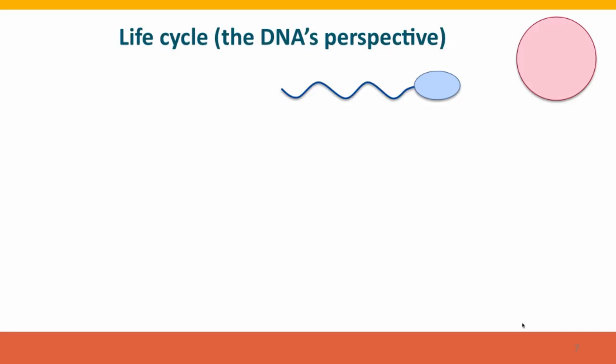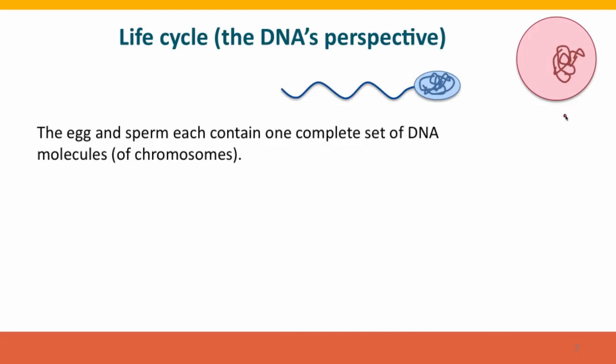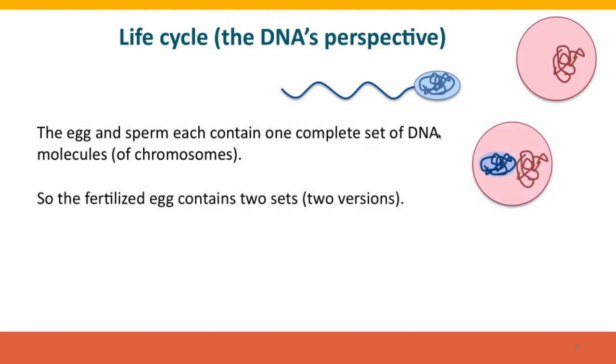So, if we think about DNA in the life cycle, we know that each egg and each sperm contains one complete set of DNA molecules, 23 chromosomes. And when the egg and the sperm meet, when the sperm fuses with the egg, the resulting fertilized egg contains 2 complete sets of genes, one from each parent.